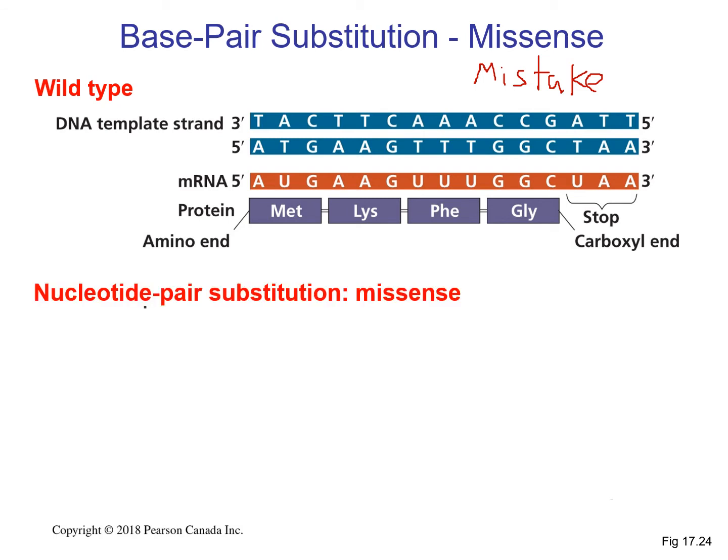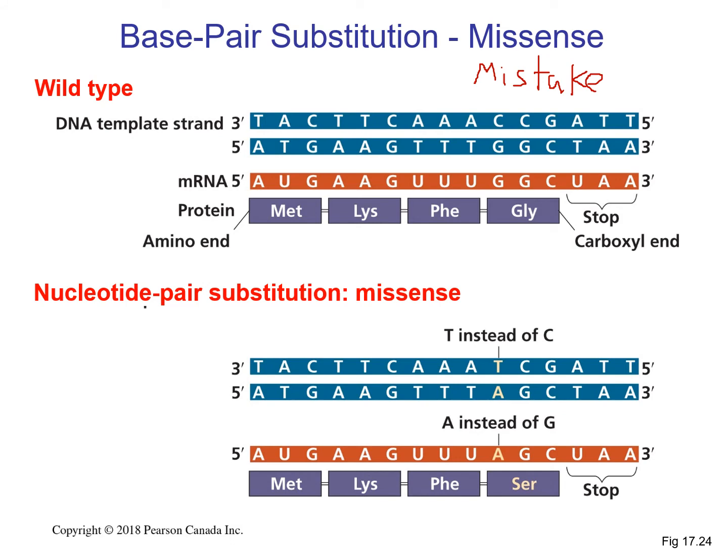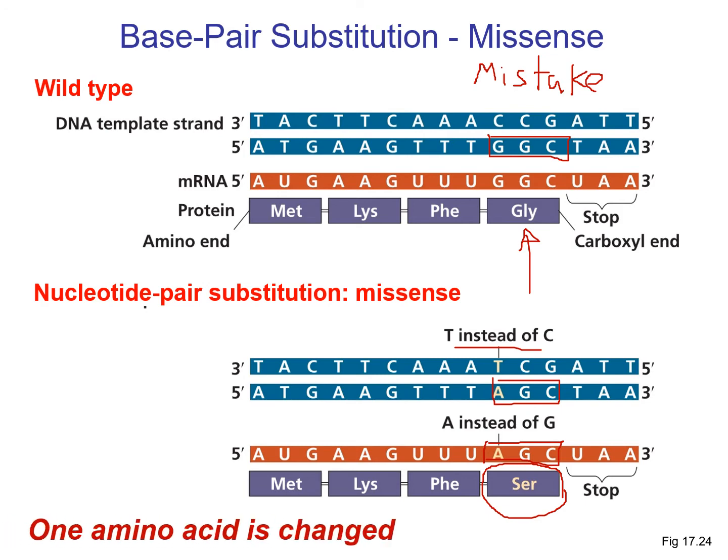So let's take a look at the change here. There we go. In this case, we have a T instead of a C. So this particular codon, it used to be a GGC, and now it becomes an AGC. There we go. And now we're going from a glycine, and we are getting a serine. So now we have a new amino acid, a missense mutation. In this case, one amino acid is changed.